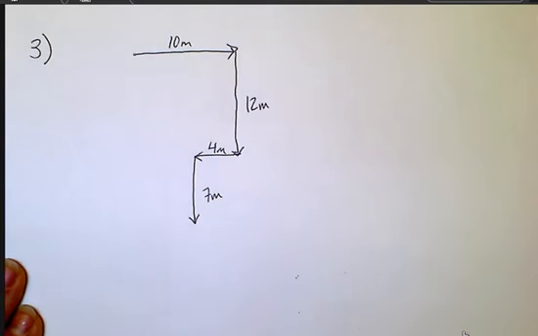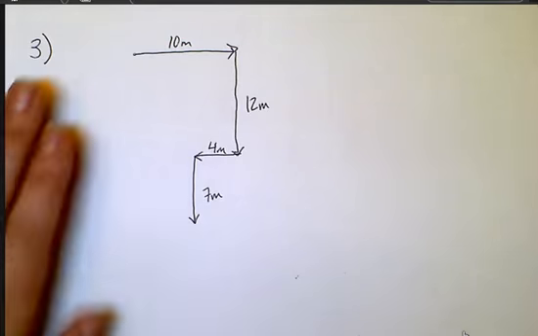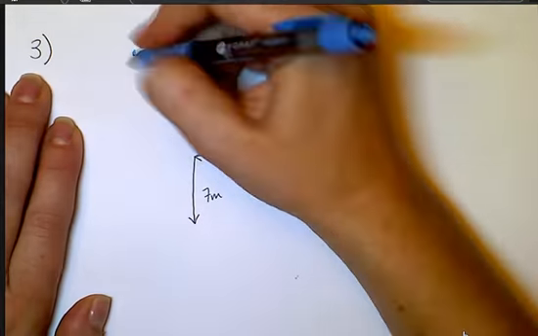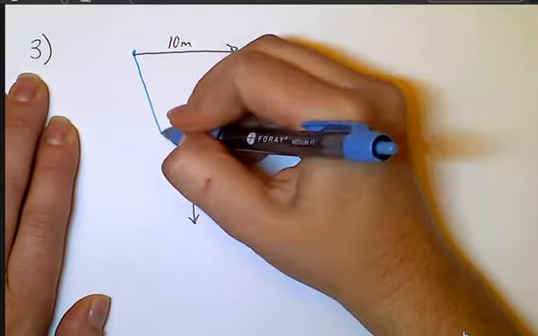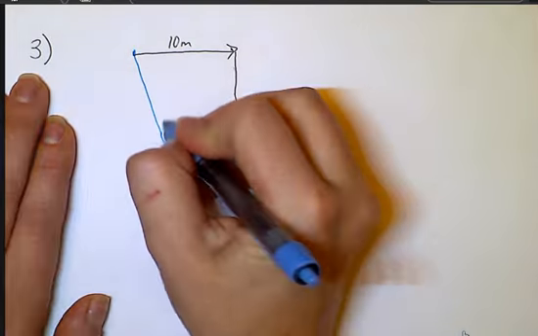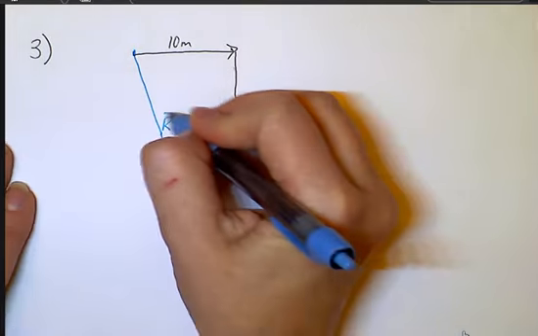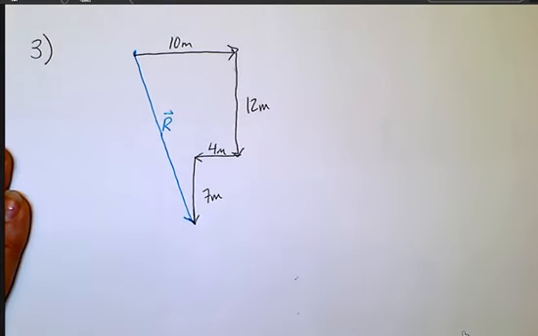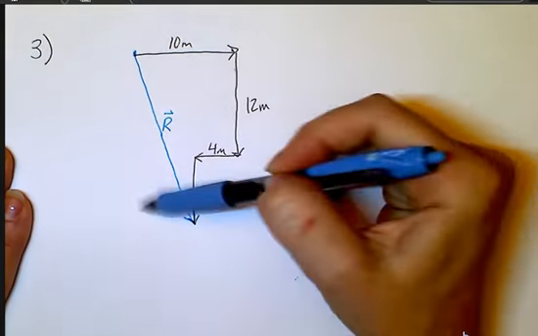Remember, the resultant vector goes from the very, very beginning to the very, very end. So from here to here. Make sure that you have arrows on everything in your drawing. This is R, that's what you're trying to find. To do that, we need to make a big triangle here with the R.